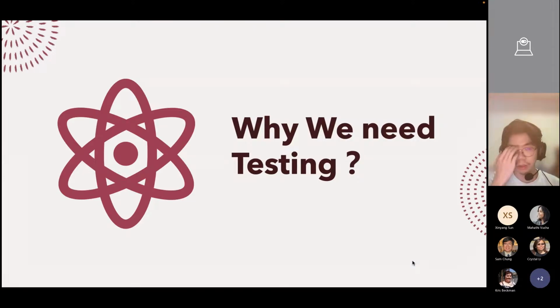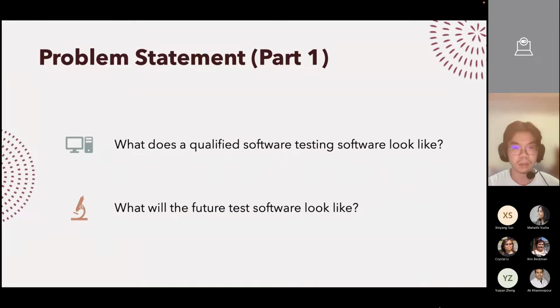So the first question is why we need testing. I would like to say testing can make our product more complete and closer to perfect, because we don't want to use a product that is full of bugs. So we need testing to make it better. And about the problem statement, the first is what does qualified software testing look like? And the second one is what will future test software look like?